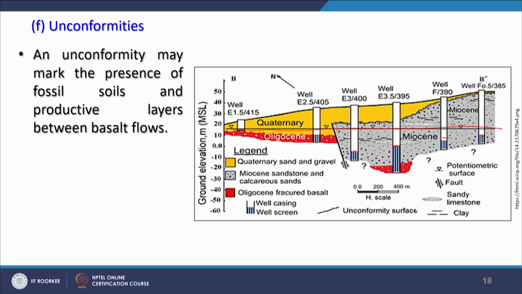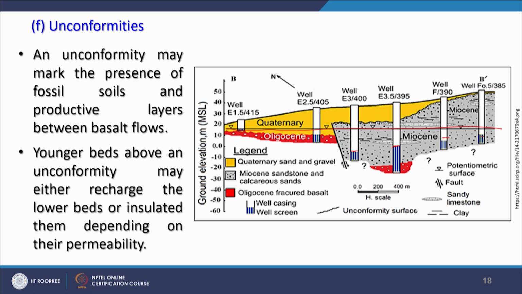So, unconformity may mark the presence of fossil soils and productive layers between basal flows. There are different types of unconformity, 3 types I have already discussed. So, depending on what kind of arrangement of different rocks there is, what the age difference is, and breaks because of other things, different water levels at different depths may be found. So, younger beds above an unconformity may either recharge the lower beds or insulate them, depending on their permeability. So, here what you are seeing is that water is available at a shallower depth and there is no need to go deep. Here we are going to a deeper layer because these are very young rocks and may have higher permeability than the lower one.